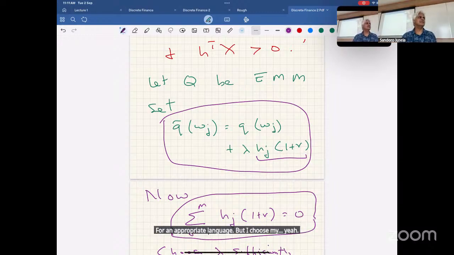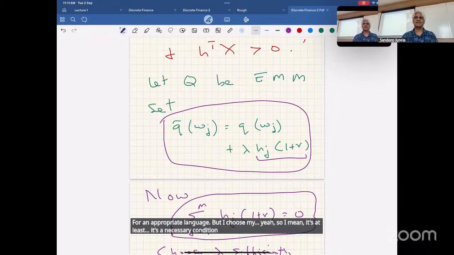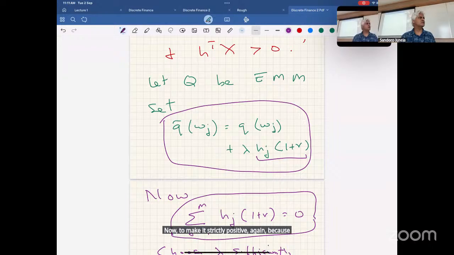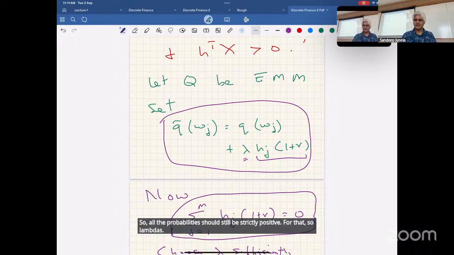It's a necessary condition for a probability that it still sums to 1. Now, the original Qj's were strictly positive, so to keep them strictly positive, I just choose my lambda very small. Lambda is up to me. Because it's an equivalent martingale measure, all the probabilities should still be strictly positive. If lambda is positive, that is already guaranteed.